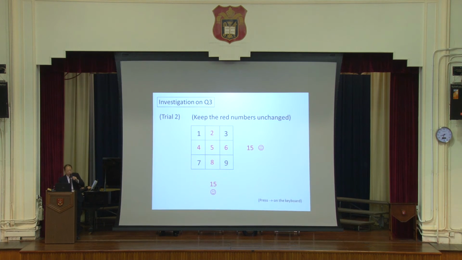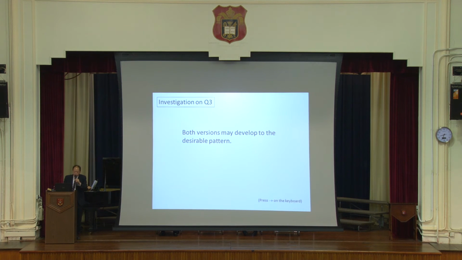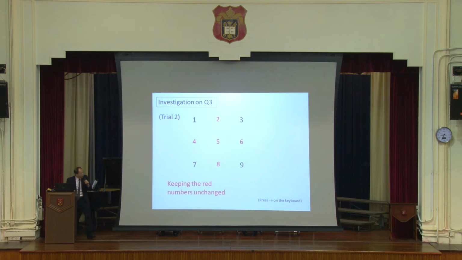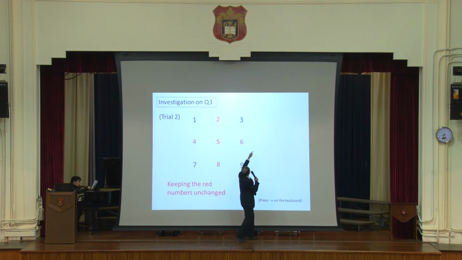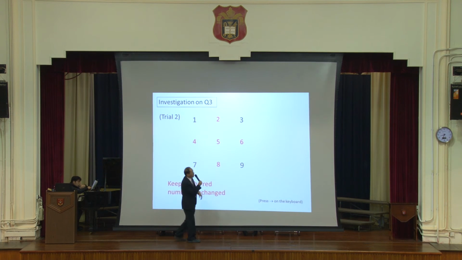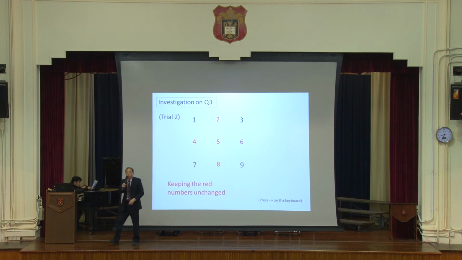There are 2 possibilities. I choose both patterns work, actually. I choose trial 2. So I choose this one, keeping the red numbers unchanged. Why? Because the sum of them is 15. Okay, right? 15 here, 15 here. So what I need to do is to rearrange the 4 corners number. Do you agree? How can I do it?